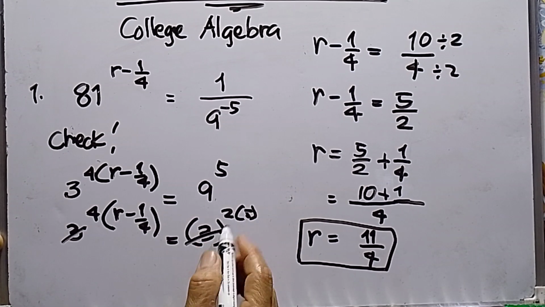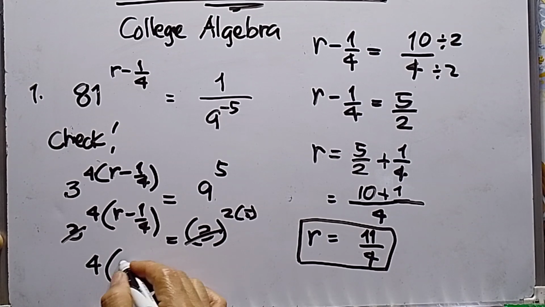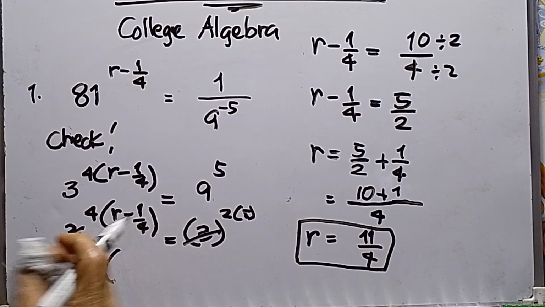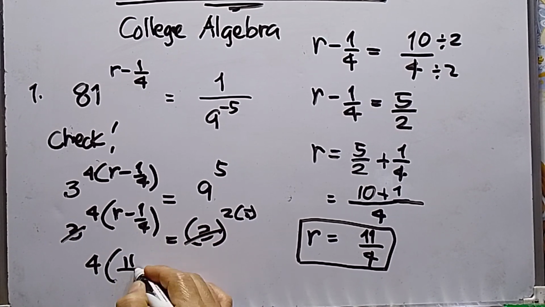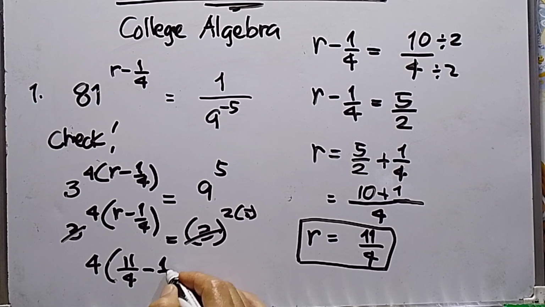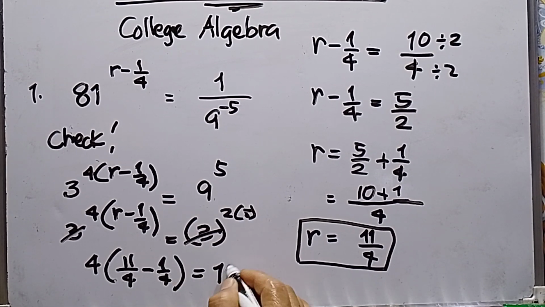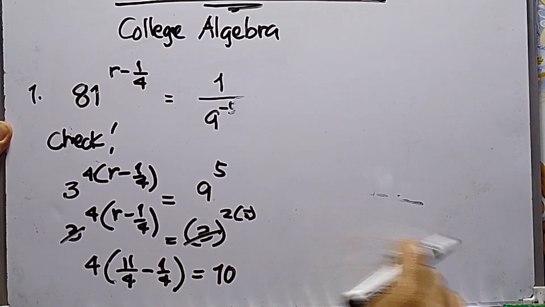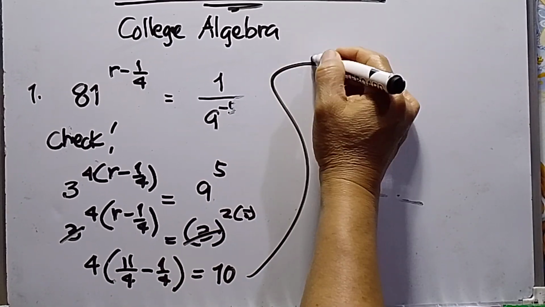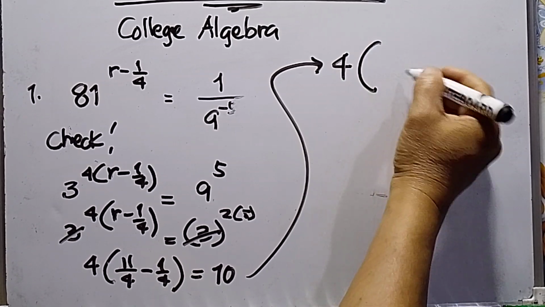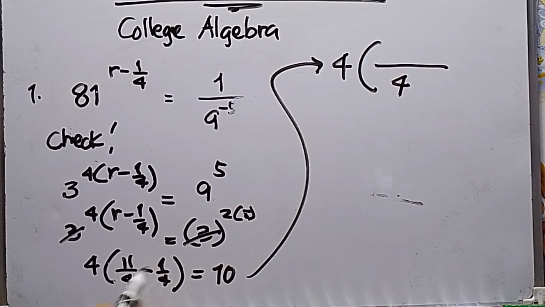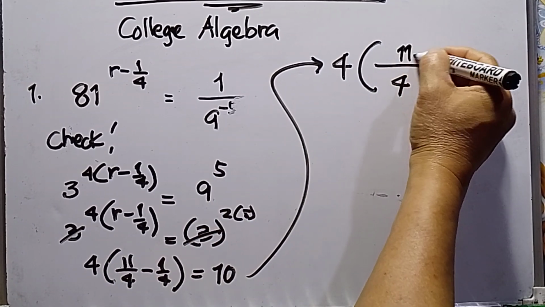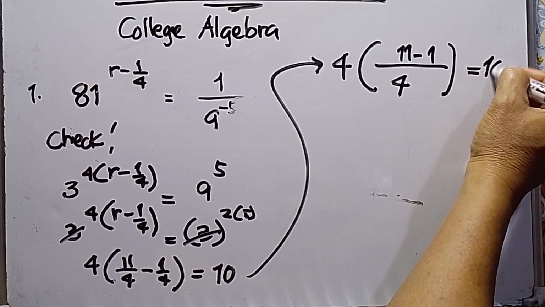So the same. So this will be 4 times r, substitute r. So this will be 11 over 4, then minus 1/4 equals 10. So this will be 4, because similar fractions. So this will be 11 minus 1. Okay, 11 minus 1. And then this will be equal to 10.